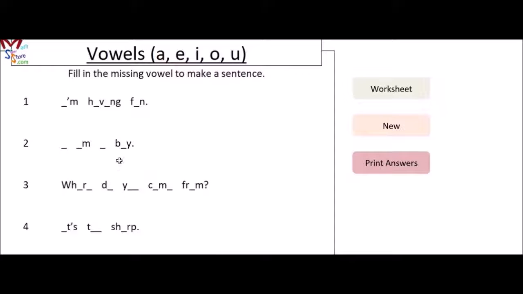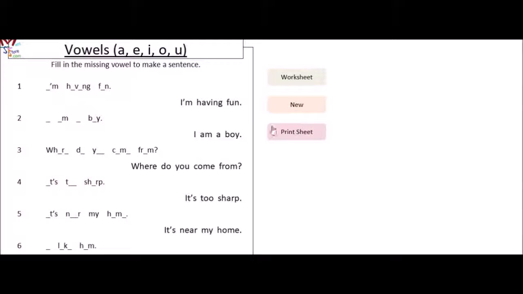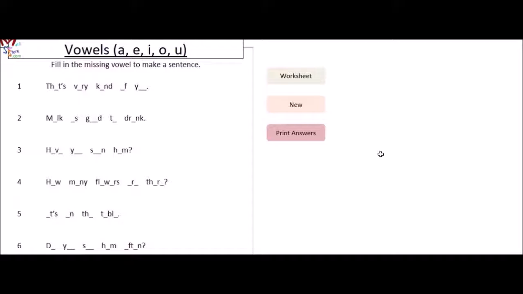Here we have fill in the missing vowels. So this one will be I'm having fun. There's a space between these, so I am a boy. Check the answers. It'll go to the answer sheet. I am having fun. I am a boy. Where do you come from? If you press new, it'll generate a new set of questions for you.